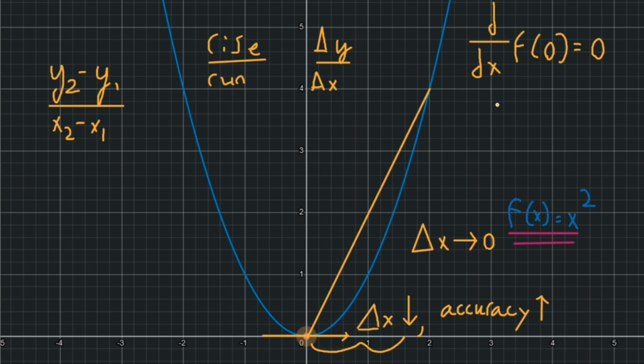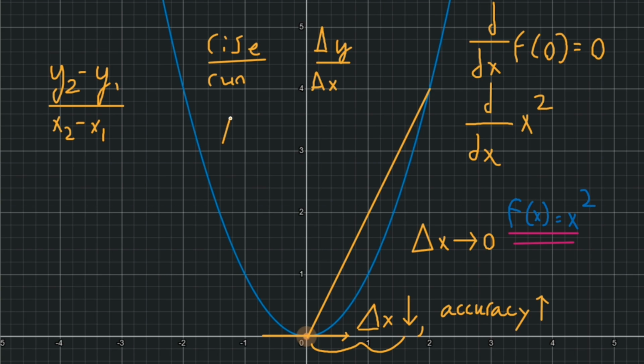But now we need to employ some fancier math, because we're going to take the derivative of our function as a whole. And what that'll do is yield us the derivative of every point on this function for a specific x value. So that would be the derivative of x squared, which is our function. So let's just get right into it.